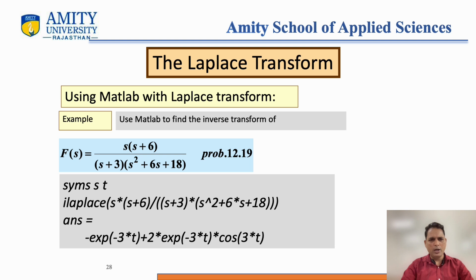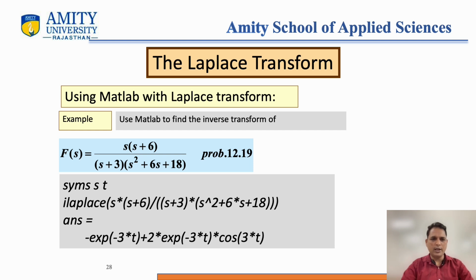I have used one more expression for doing the inverse Laplace transformation of some function. We have a function F(s) equal to s multiplied by (s plus 6) upon (s plus 3) multiplied by (s square plus 6s plus 18). If we go to find the inverse Laplace transformation, it is a lengthy question. The reason is that first of all we have to use partial fractions and separate this particular function of s.